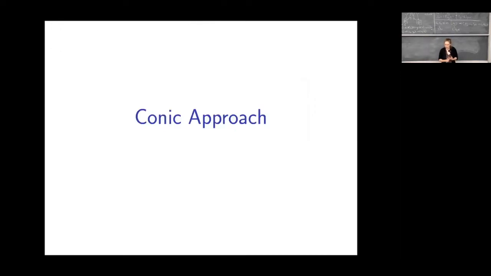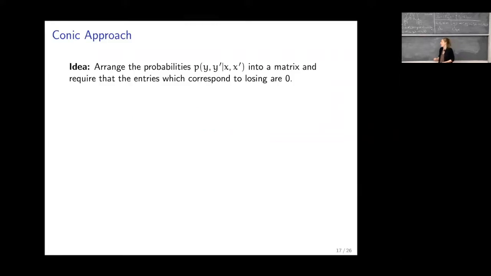Okay. So what I want to do with my remaining time is tell you about a different approach to relaxing graph isomorphism. The idea here is that I'm going to take these probability distributions that arise from this game, and I'm going to think of them as being in some big matrix. And I'm going to require that the matrix entries that correspond to losing in this game are 0.